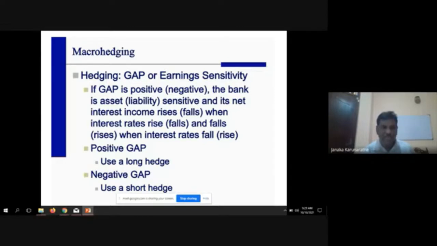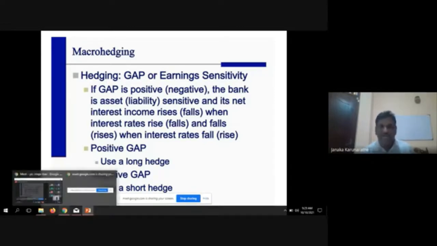Asset sensitive means your assets are repriced, whether higher or lower, faster compared to the liabilities. That is asset sensitive. Then the risk to you is declining interest rates. If you have a positive gap and the interest rate declines, you are at risk. If the interest rate increases, your income will go up. So that is the thing.